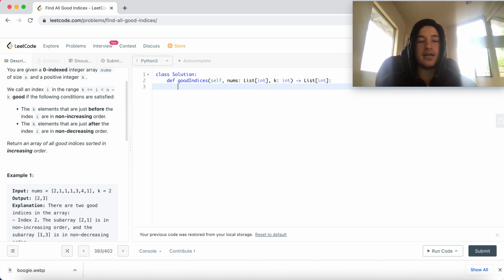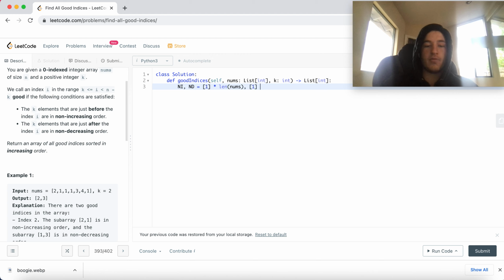So let's create those non-increasing and non-decreasing arrays. Now, every element is itself a length 1 non-increasing or non-decreasing array, right? Just by itself, everything is at least 1, because an element by itself is a length 1 non-increasing or non-decreasing array.